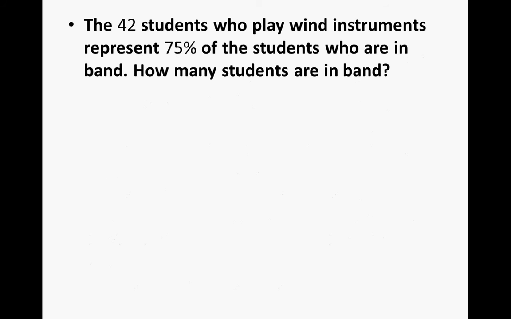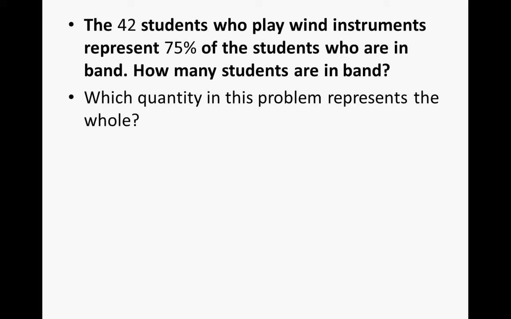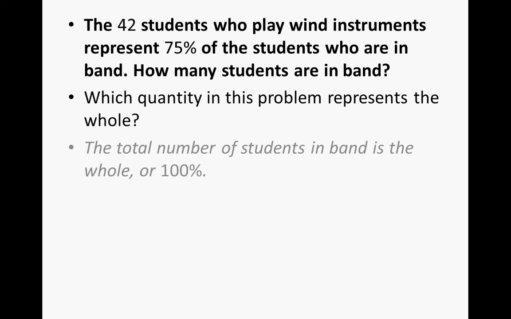So the problem: 42 students who play wind instruments represent 75% of the students who are in the band. How many students are in the band? So which quantity in this problem represents the whole number? Well, that would be the total number of students in the band, which is the whole, or 100%.